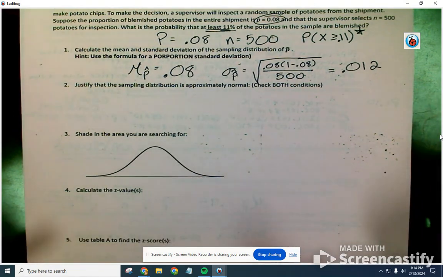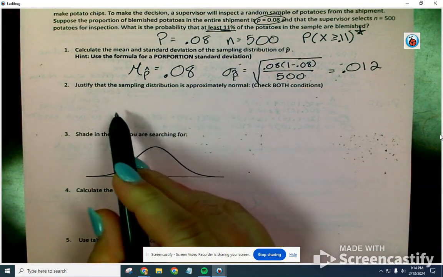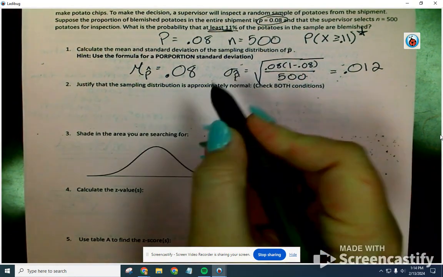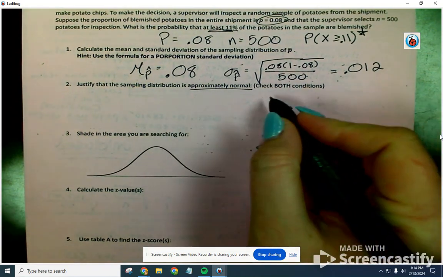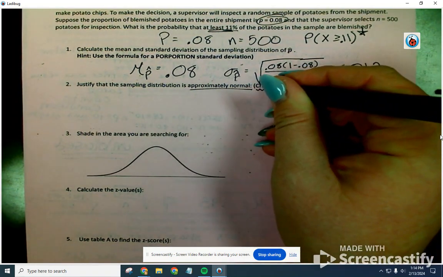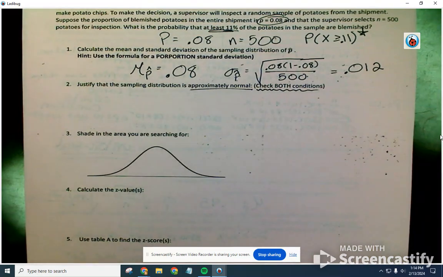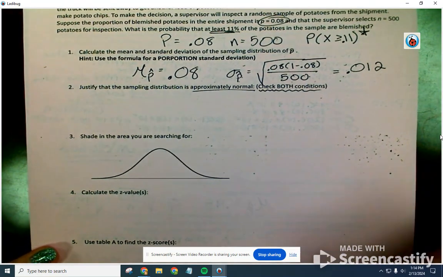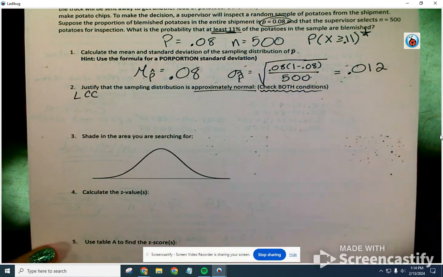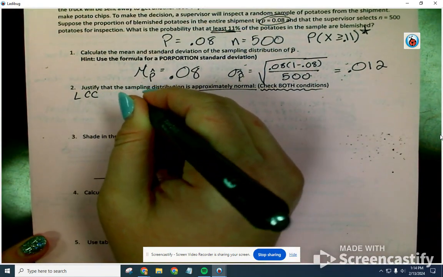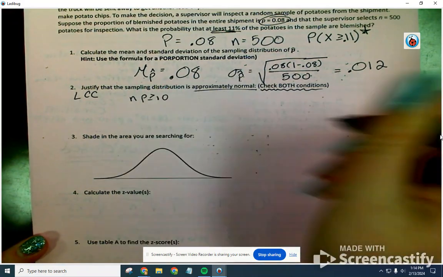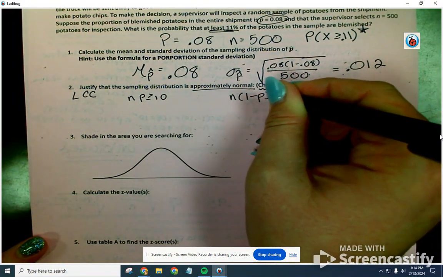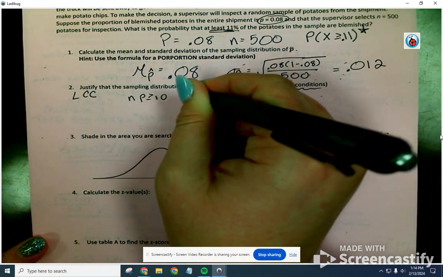So that's exciting. On number two, it says justify the sampling distribution is approximately normal. And then it gives you a little hint. It says check both conditions. Okay, so because this is a proportion problem, that means we're going to be looking at the large counts condition. So we're going to figure out, is n times p greater than or equal to 10? And is n times 1 minus p greater than or equal to 10? It has to meet both of these conditions.